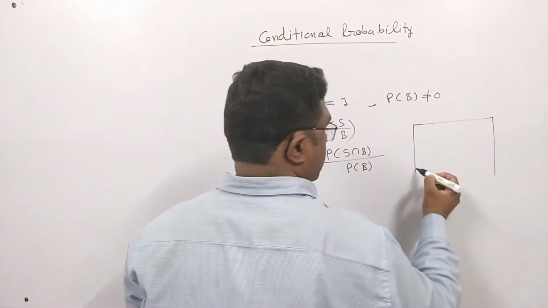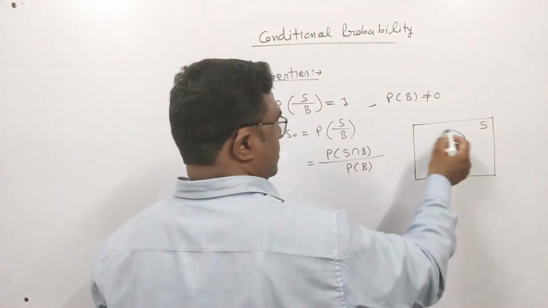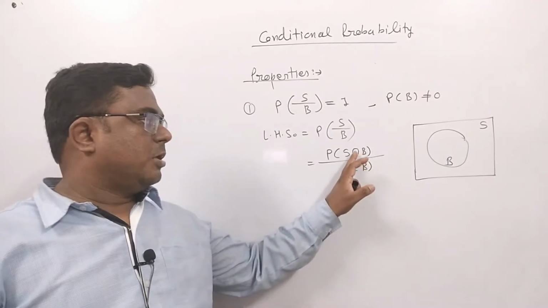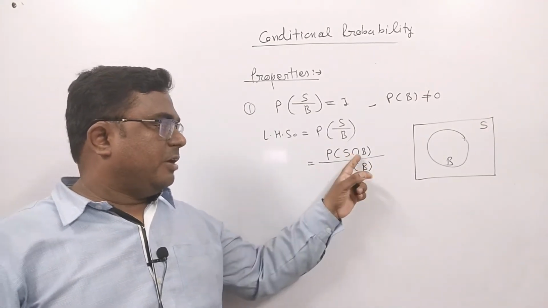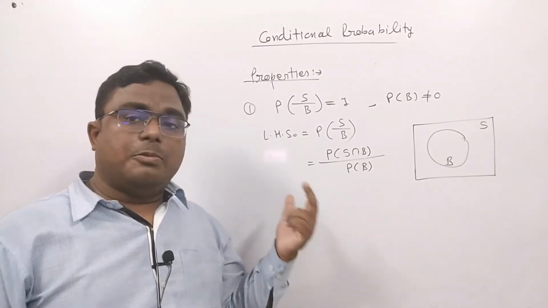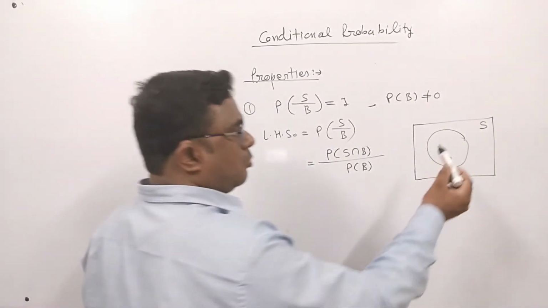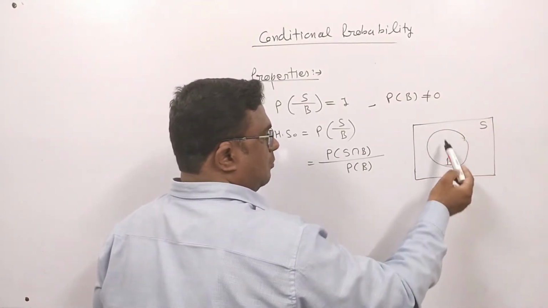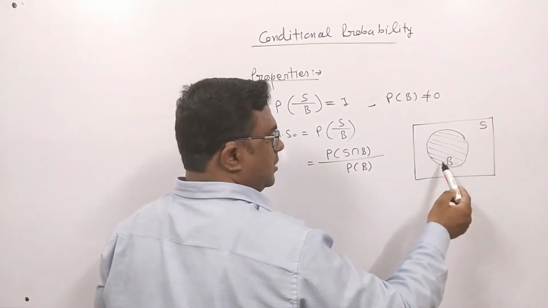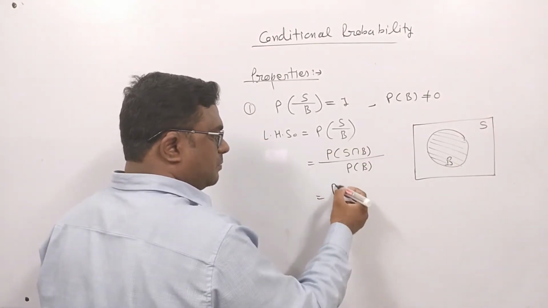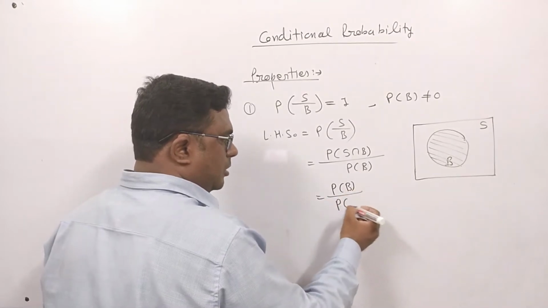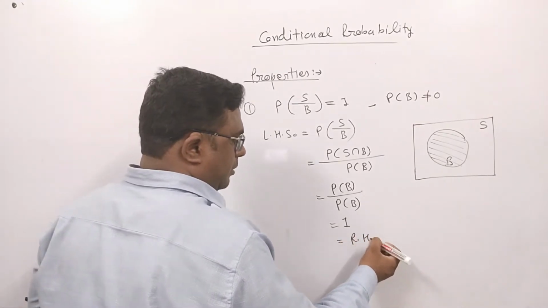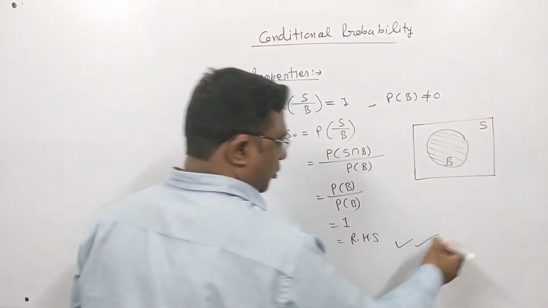Suppose this rectangle is representing the sample space S and this circle is representing the event B. Then you must know the role of the intersection sign. When we have an intersection sign between two events, it means we have to take the common part of them. If I take the common of S and B, then I will get the event B itself. So the value of this part is P B, and in the denominator the same P B, they cancel each other and we get 1. So we have obtained the right hand side, and this property is proved.